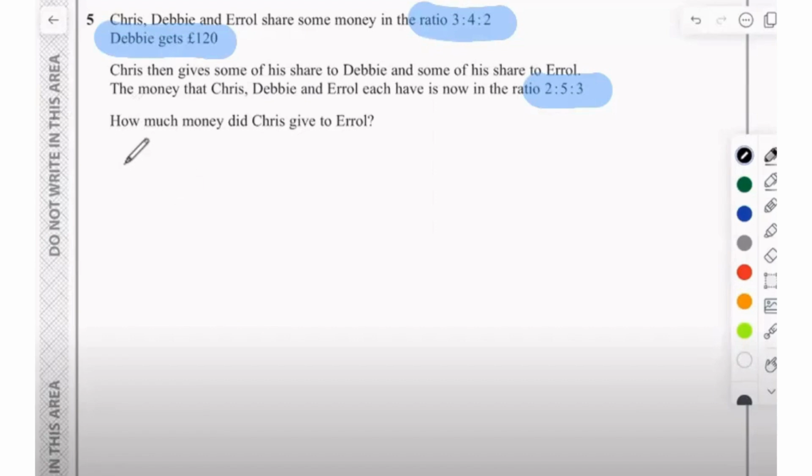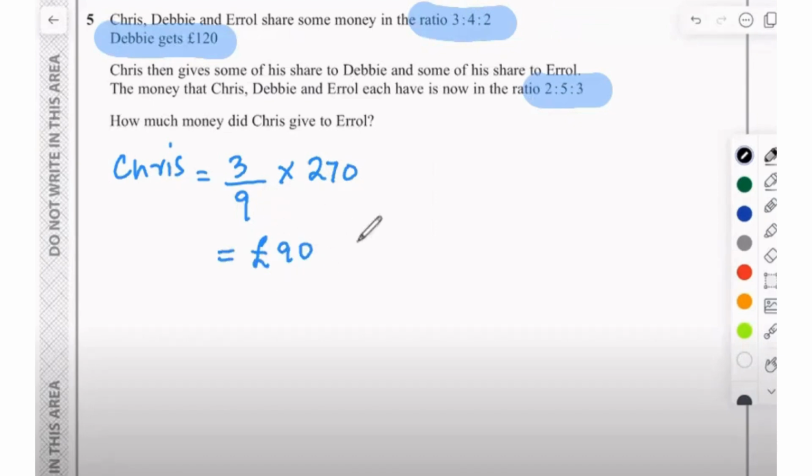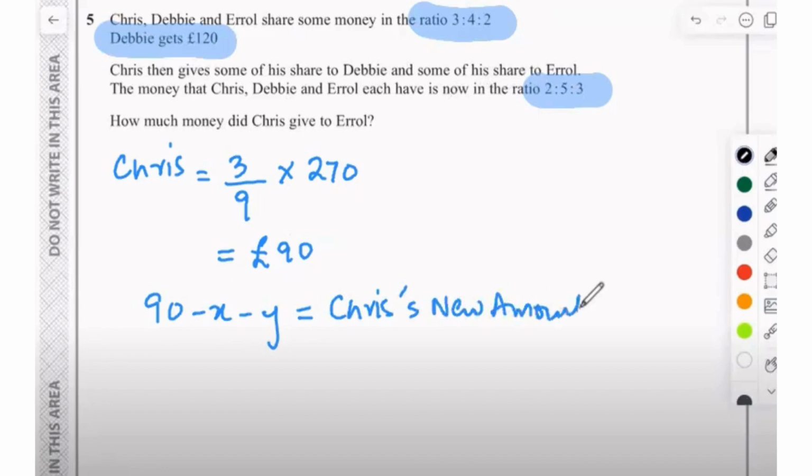So let's try to find the amount Chris had. Chris is going to be 3 over 9 times 270. Right now we're using the first ratio, not the second one yet, because we're trying to find the initial amount for Chris. So that's going to be 90 pounds for Chris. Now from this 90 pounds, we are giving away some to Debbie and some to Errol. 90 minus x minus y is the new amount for Chris. Chris's new amount. This was his old amount.